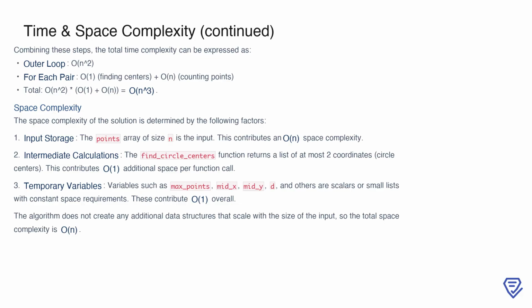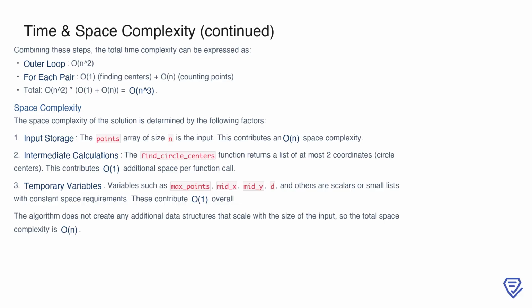Now looking at space complexity, the primary factor is the input storage for the points array, which requires O(n) space. Additionally, the find_circle_centers function returns a maximum of 2 coordinates per call, which contributes only O(1) space.